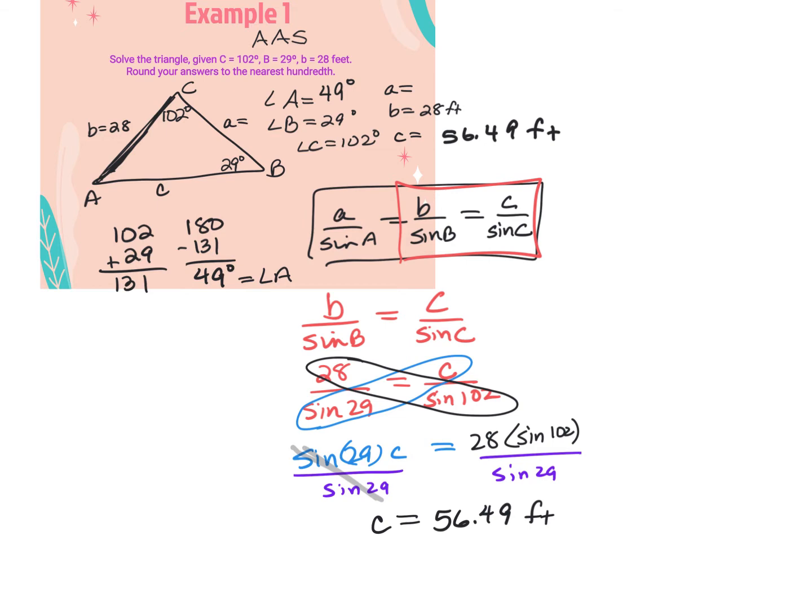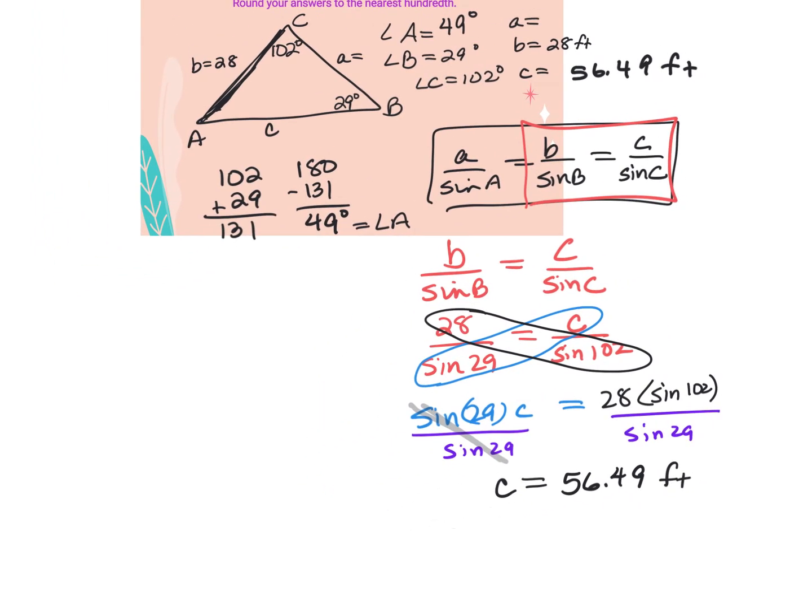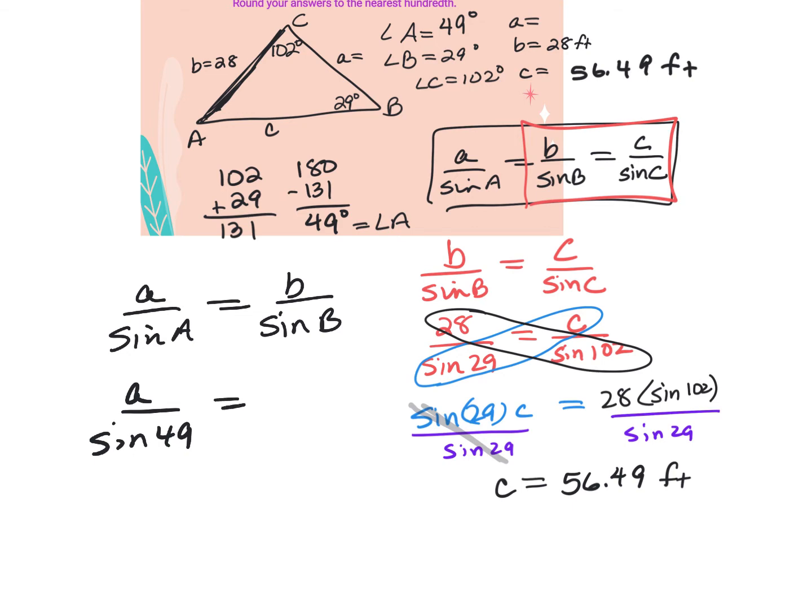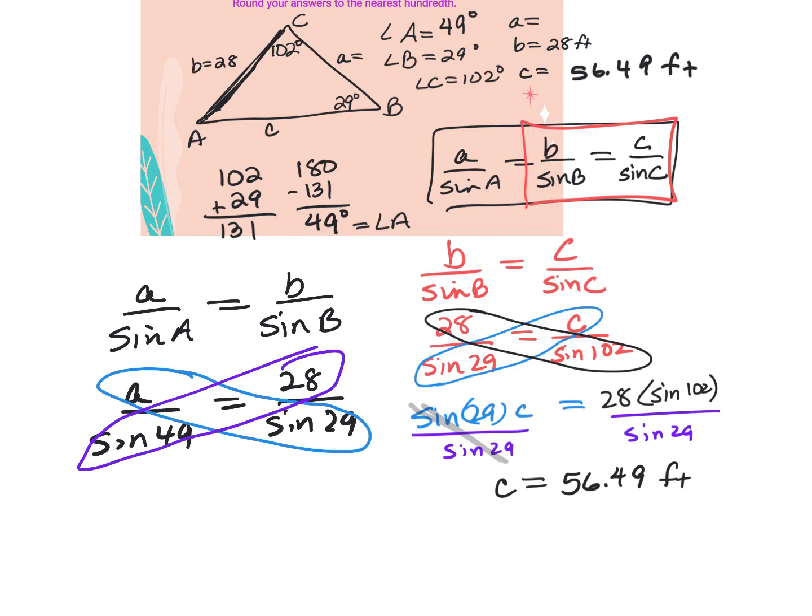Now, I know angle A was a calculated number, but I need to use it. And I just needed to make sure that when I did that adding and subtracting from 180, I did it carefully. So now to find little a, I use a over the sine of angle A, equals little b over the sine of angle B. So for little a, my calculated angle was 49. Little b is 28. Angle B is 29. And now cross multiply. So a times the sine of 29, and then the sine of 49 times 28.